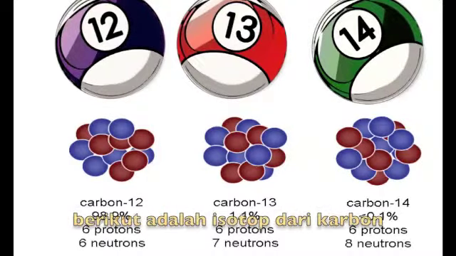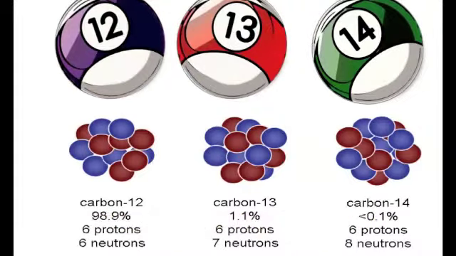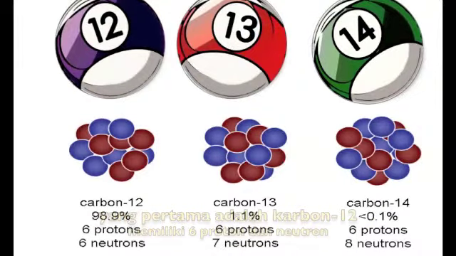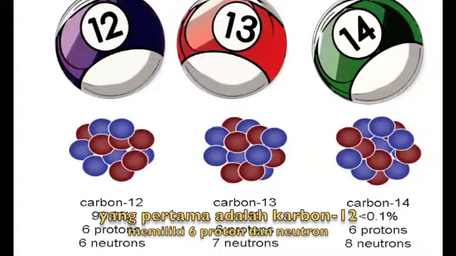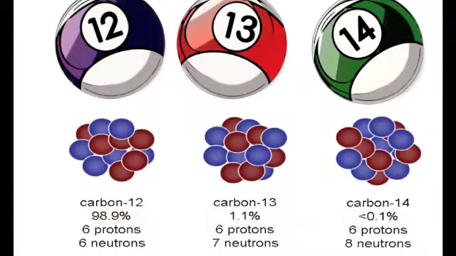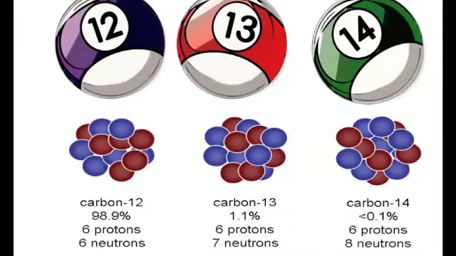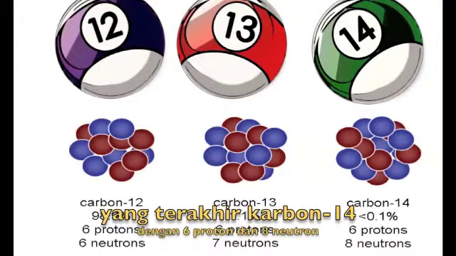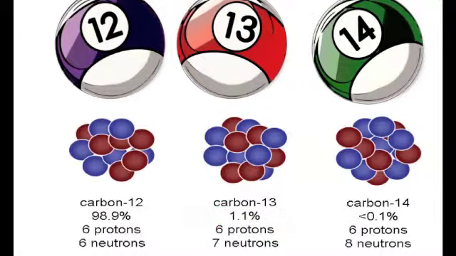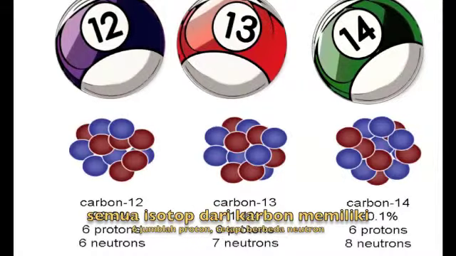So this is an example of isotopes, which are 3 types of carbon. The first one is carbon-12 with 6 protons and 6 neutrons. The second one is carbon-13 with 6 protons and 7 neutrons. And the third one is carbon-14 with 6 protons and 8 neutrons. As you can see here, all of the carbon atoms have 6 protons, but they have different numbers of neutrons, which are 6, 7, and 8.